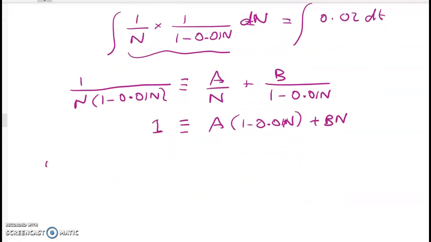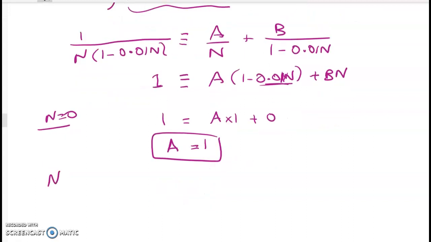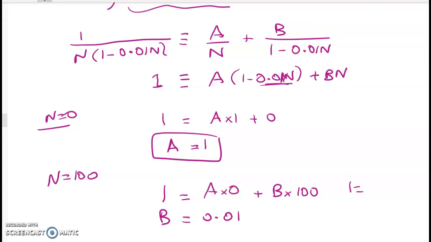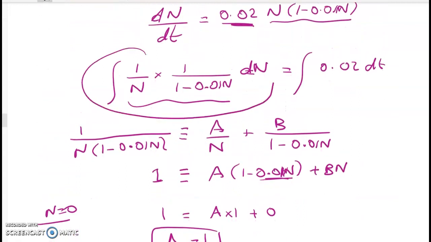And now I'm going to substitute in n equals 0. So when n equals 0, we get 1 is equal to a times 1 plus 0. So that means that a is equal to 1. Now substituting in here, I'm going to substitute in n equals 100. And I get 1 is equal to a times 0 plus b times 100. So b is equal to 0.01, right? So 1 is equal to 100b. That means that I can now rewrite that integral into something nice. So we'll call this star.